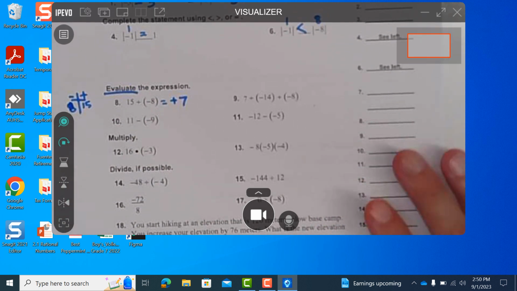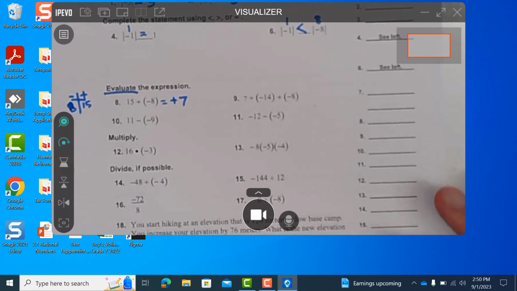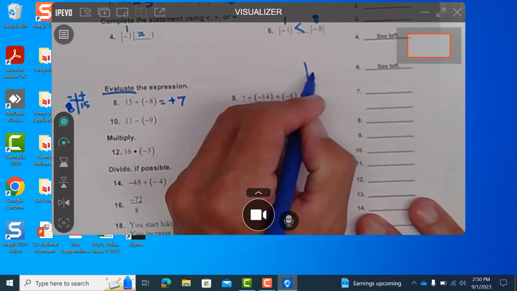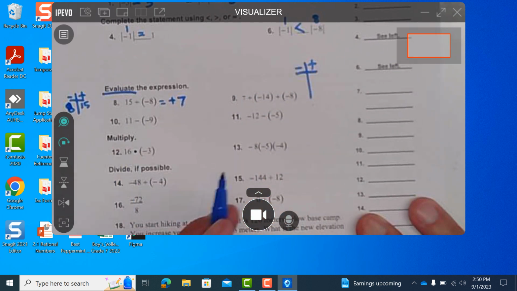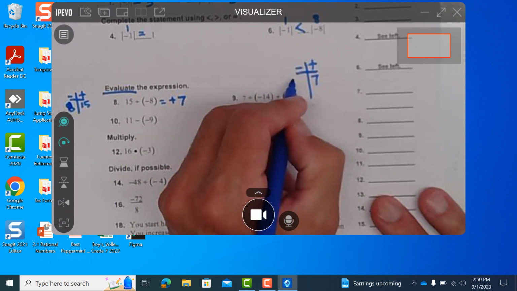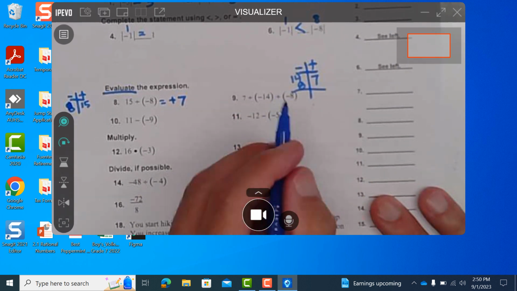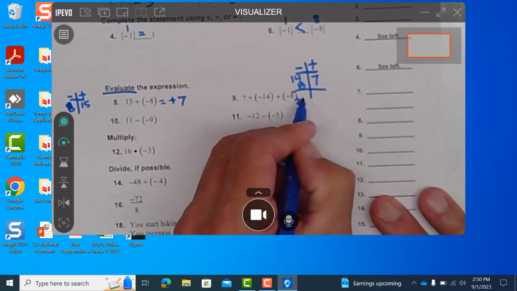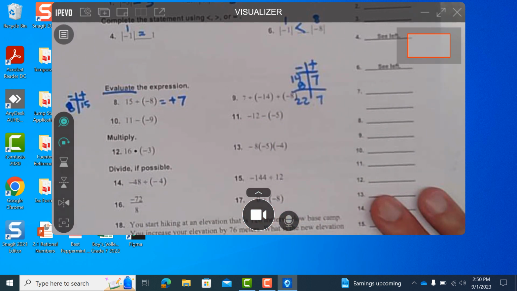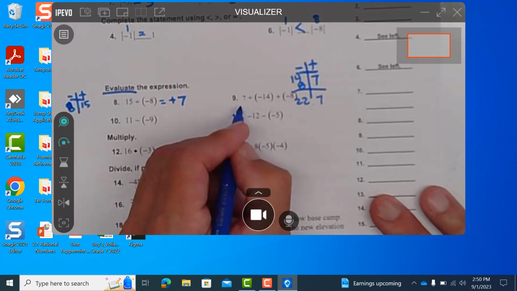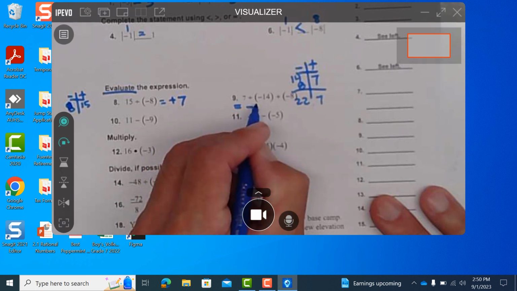Looking at number 9, we have 7 plus -14 plus -8. So we'll build a longer T-chart. 7 is positive, 14 is negative, and 8 is negative. So on the negative side, you have 14 plus 8. You have 22 negatives. You still have 7 positives, which means that the negative team wins by 15.